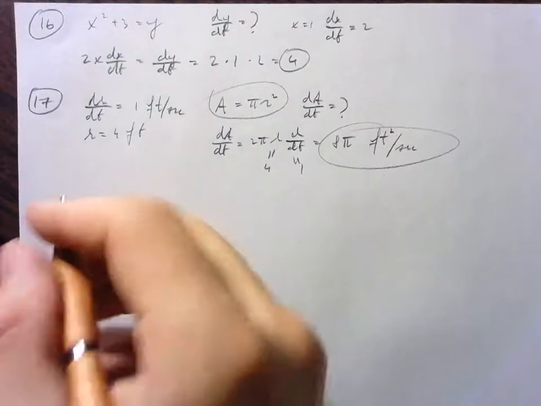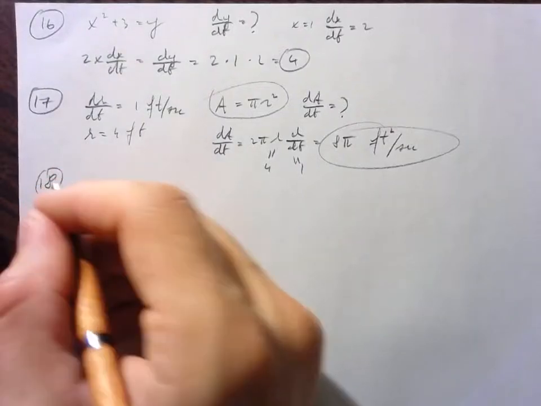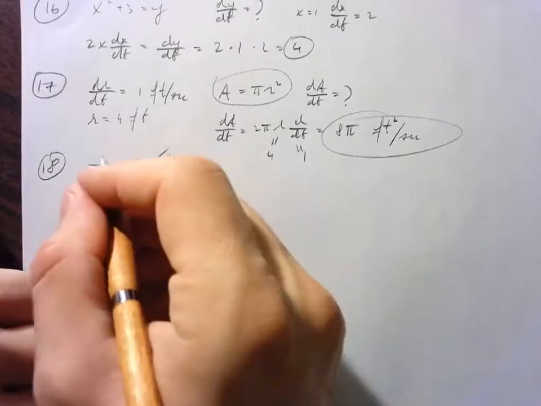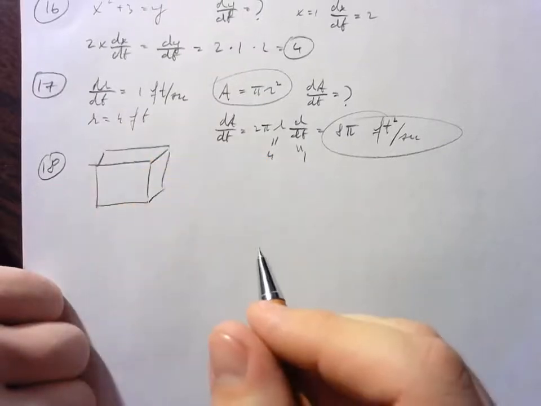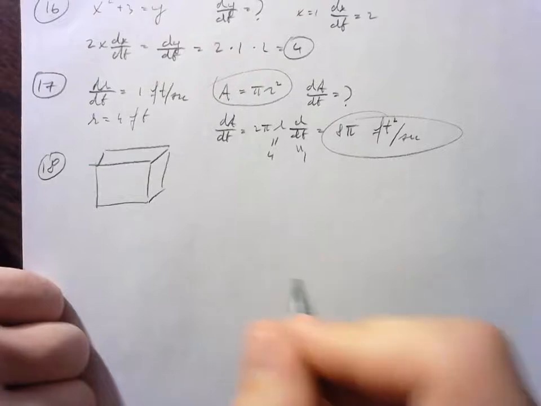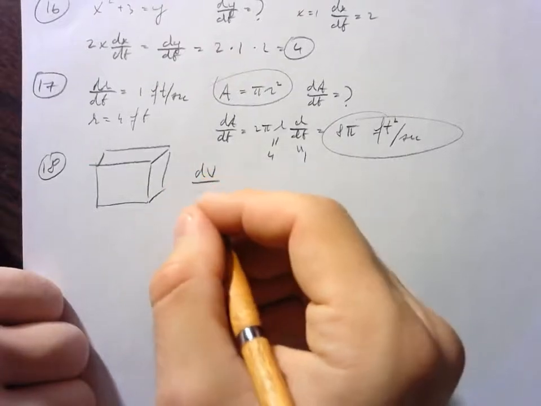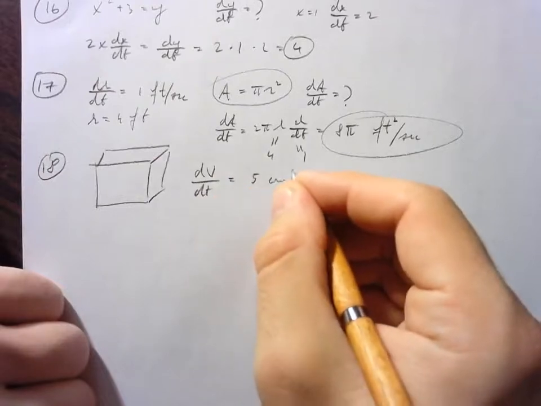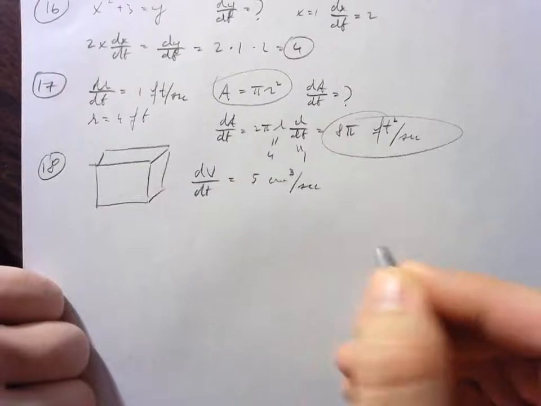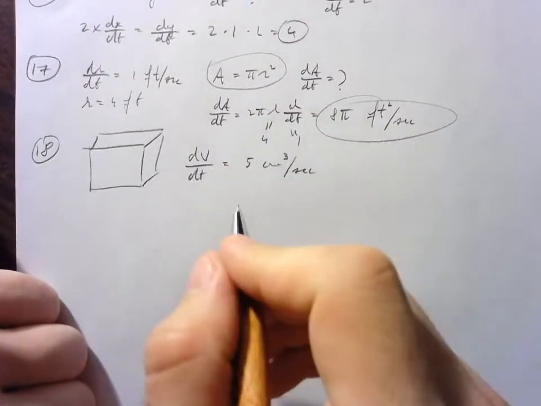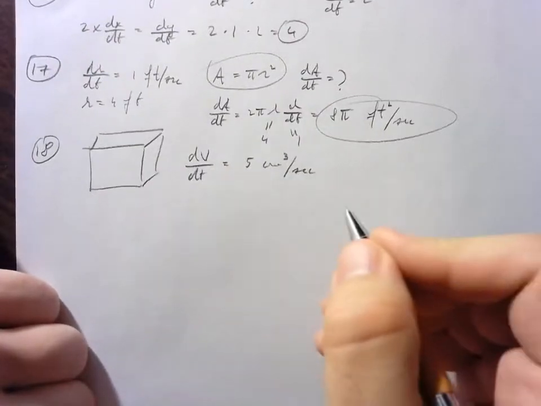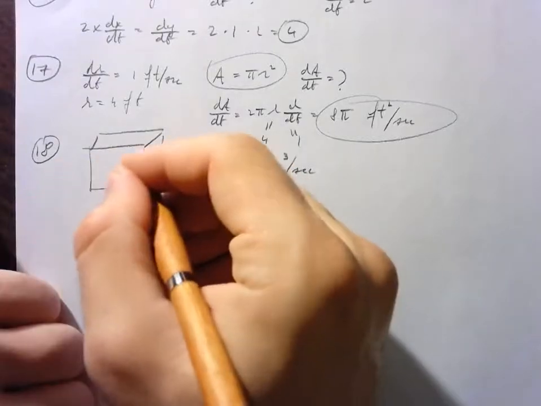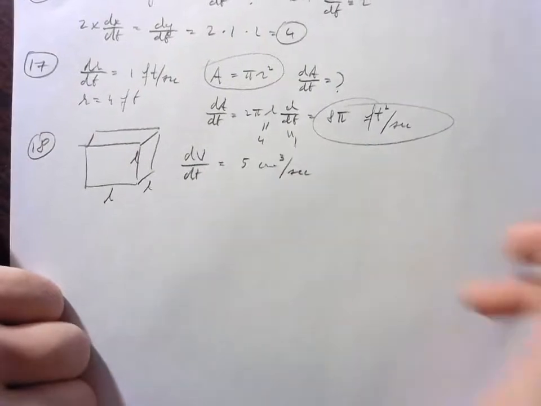Next we have problem 18. So I'm told that we have some kind of cube and the sides are all expanding at the same rate, causing the volume of this cube to increase at a rate of 5 cubic centimeters per second. Okay, I want to know how fast the side length is increasing. So I'm going to call this side length L, or you can call it X if you want to.